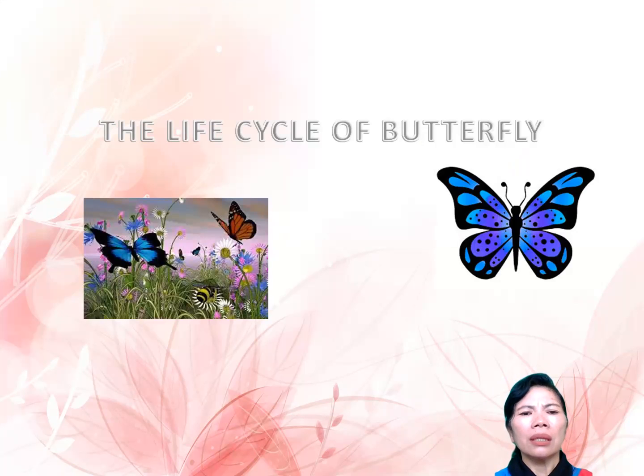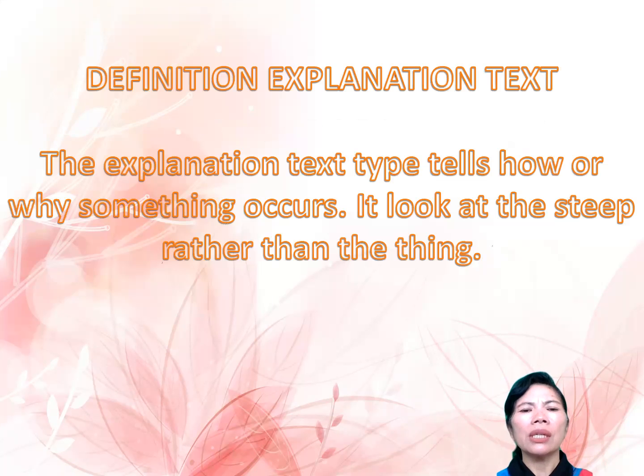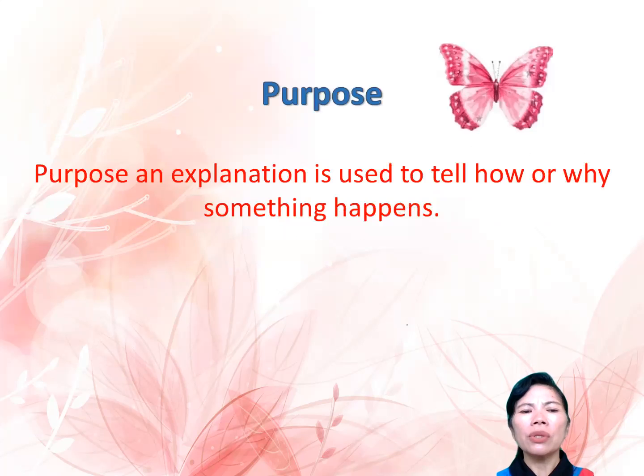This morning we study about the life cycle of butterfly. Definition of explanation text: the explanation text type tells how or why something occurs. It looks at the steps rather than the thing. The purpose of explanation text is to tell how or why something occurs or happened.